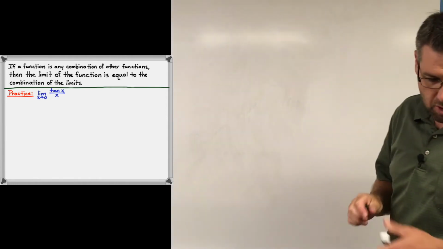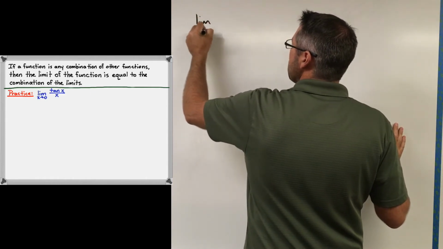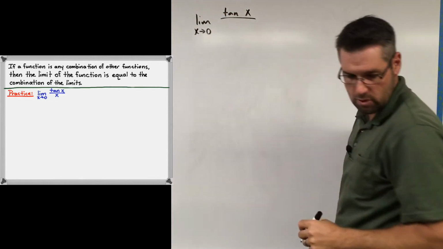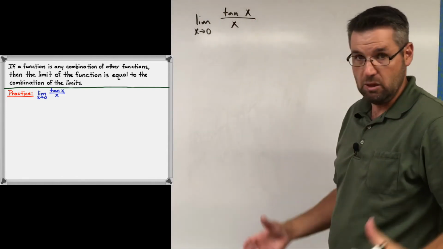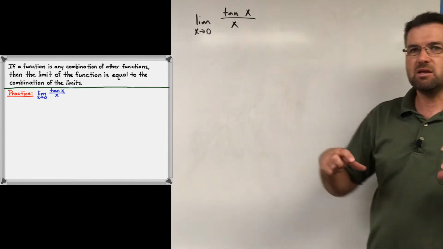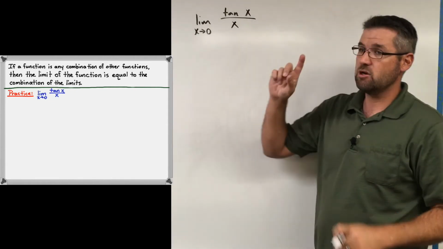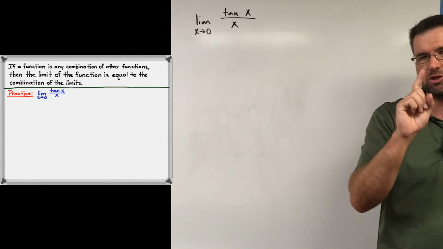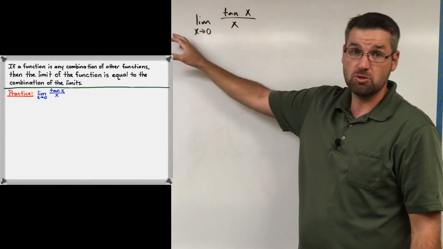Okay, so in this problem we have the limit as x approaches 0 of tangent of x over x. Now, that looks totally different. In one regard, it's a tangent. But see, now we're starting to recognize something's going on here. The only thing I really know right now is one trig function, and that is the limit of sine of x over x as x approaches 0.